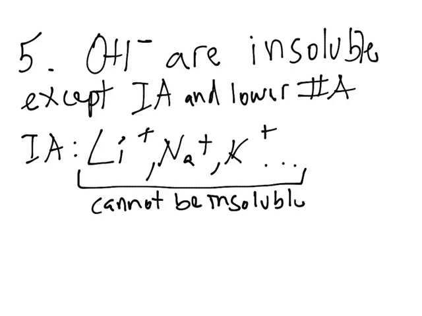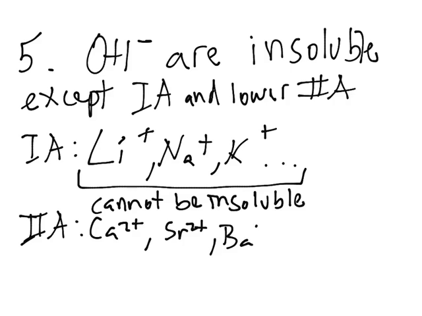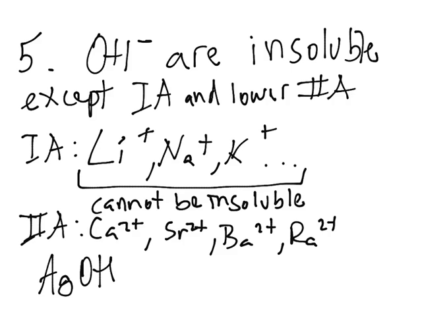So the rules kind of overlap. And the lower ones of 2A will be calcium, strontium, barium, and radium. So just to give you an example, silver hydroxide, AgOH, will not be aqueous, so it'll be solid or a liquid, I'm not sure. So it'll be the same. However, if you had calcium hydroxide, it would separate into its parts.